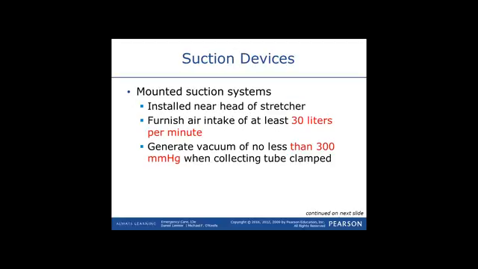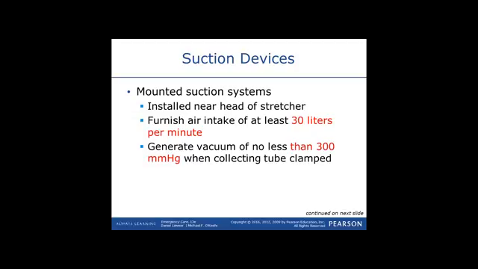So I want you to look at the numbers that are in red. They're in red because the NREMT loves this test question. For a mounted suction unit or a portable suction unit, it's battery powered, right? It has to furnish air intake of 30 liters per minute, and it has to generate a vacuum of no less than 300 millimeters of mercury when it is sucking, right? The way to do that when you're testing it is to put it against your gloved hand or to kink the hose.